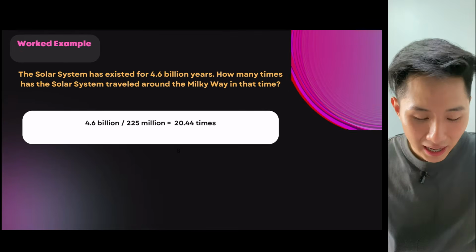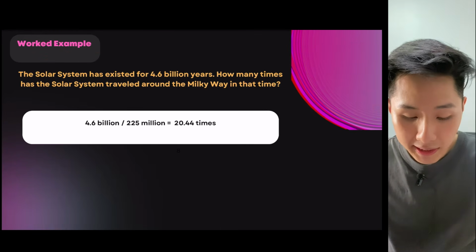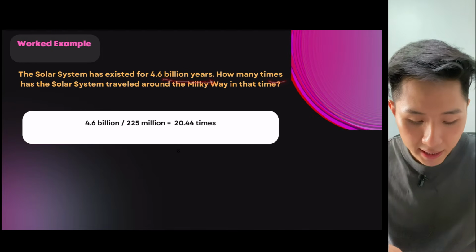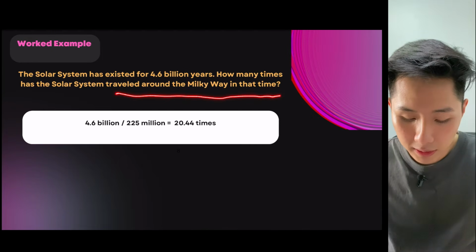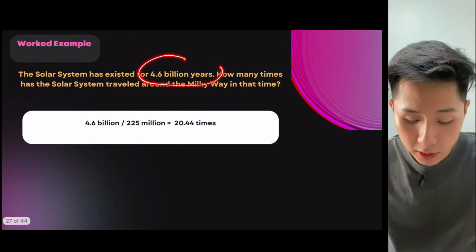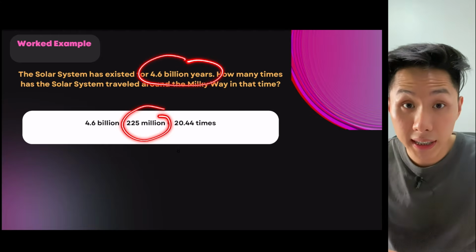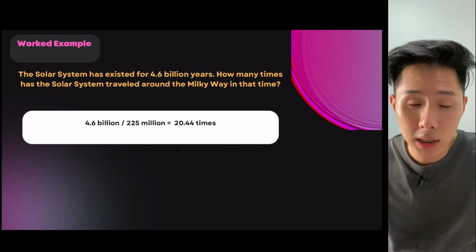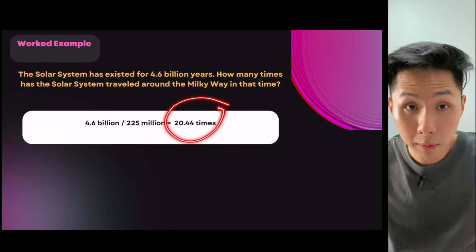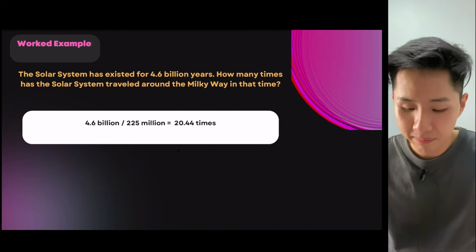So I have a silly question here. The solar system has existed for 4.6 billion years. How many times has the solar system traveled around the Milky Way in that time? We can use the number of years divided by how long it takes for our solar system to travel around the Milky Way. So we can see that it's only about 20.44 times, so it's not a lot.